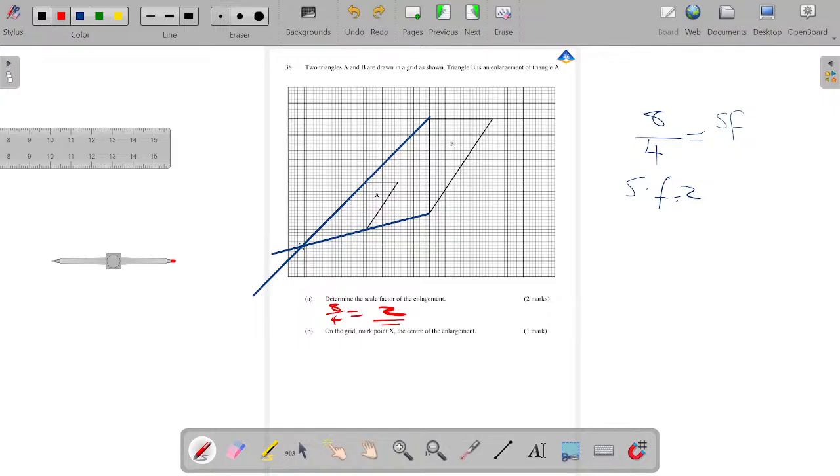Then on the grid, mark the point for the center of enlargement, this point where the 2 rays have intersected. Even if you join the corresponding points, learners, as long as you're joining corresponding points, they'll all intersect at that point, the center of enlargement. So mark the point X. Where they intersect, this point is called X.